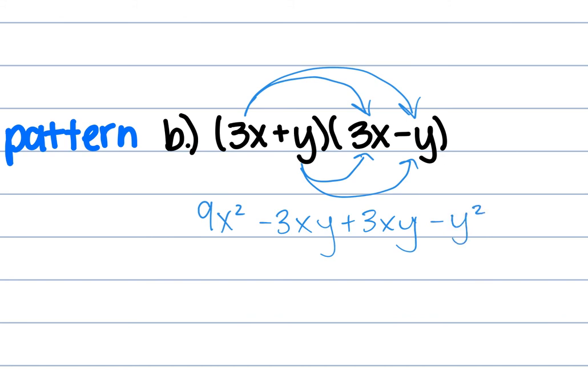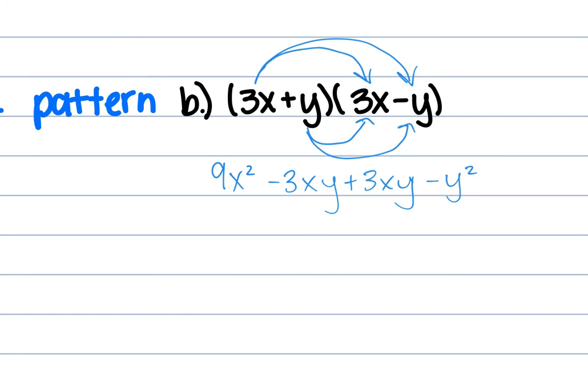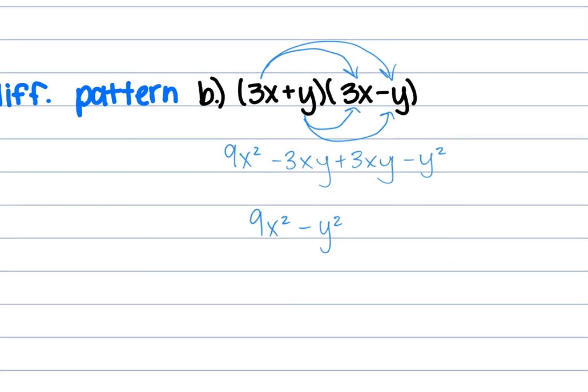What do you guys notice? The negative 3xy and the 3xy are going to cancel. So we're going to get 9x squared minus y squared. So let's do the shortcut. What was my first term? 3x. So write 3x and then square it. This is the shortcut.